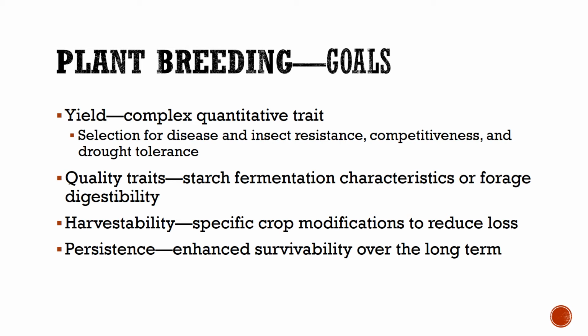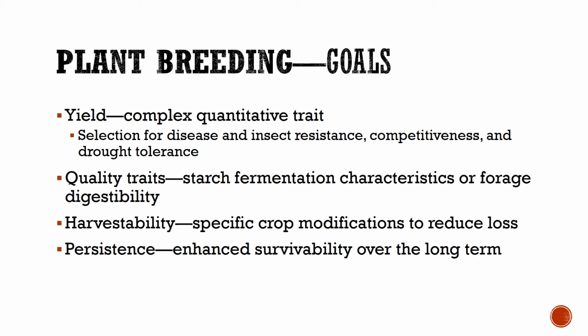But that's yield, right? But is that also then going to compare to the disease, the insect resistance, the drought tolerance, how competitive it is with not only other plants around them, but also the weeds as well? Okay, so yield is a very complex, quantitative trait, so we're counting the numbers. Quality trait has a lot to do with forages, so the digestibility of those, how it's fermented. Is it quality for that animal? Okay, is that hay quality for that animal?